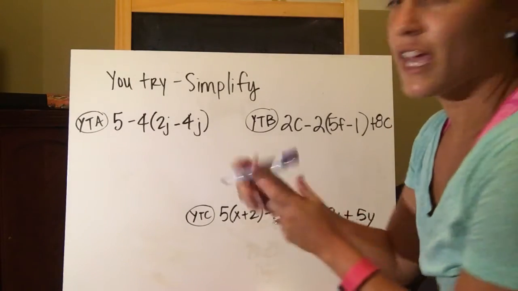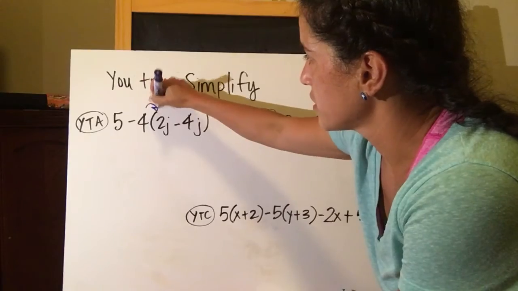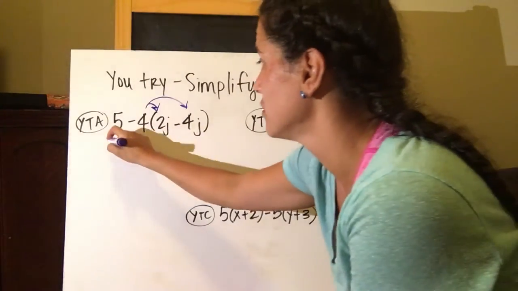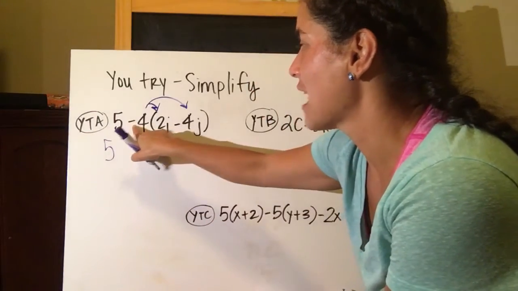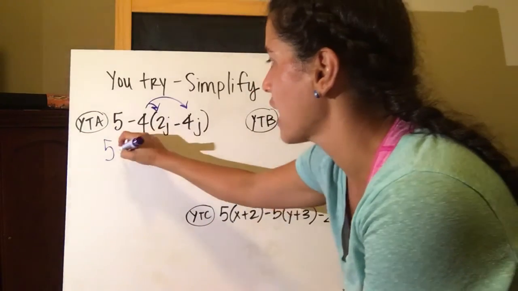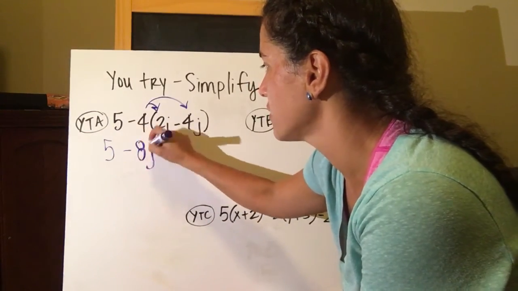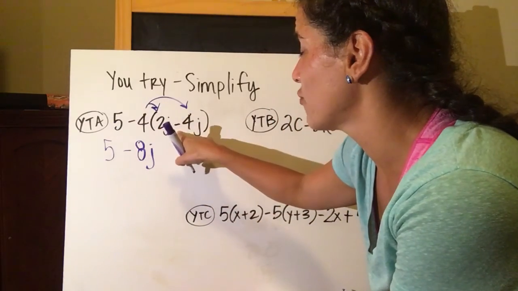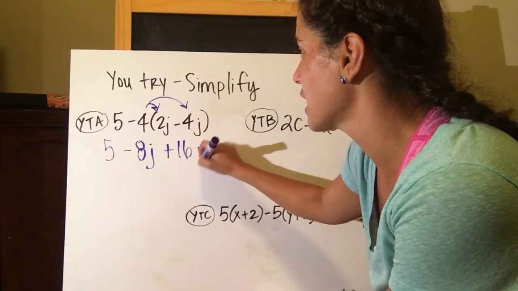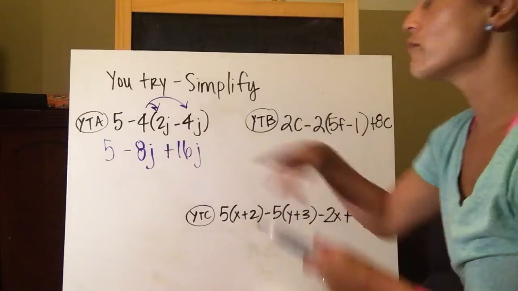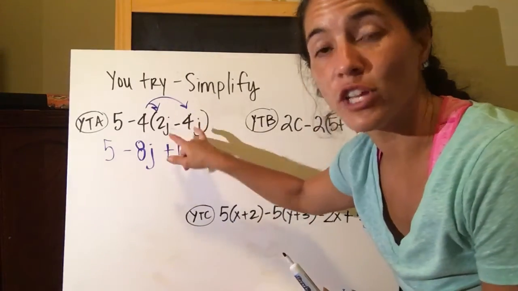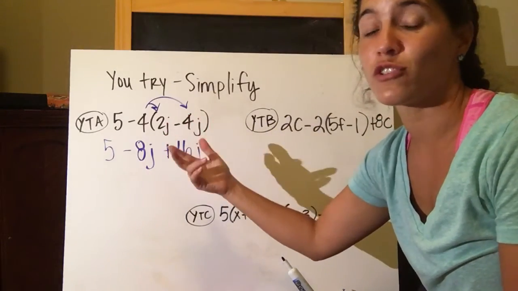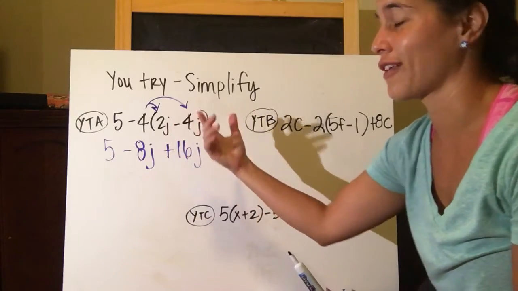All right. So you try A. I'm going to distribute. Now this is a negative 4, so be careful. Negative 4 times 2j is negative 8j, so 5 minus 8j. Negative 4 times negative 4 is a positive 16j. Now, if you noticed, these are both j's, so can you combine those? Sure, you could, but I just told you to do distributive property first, because usually they're not the same.